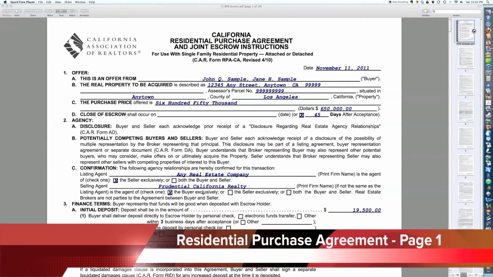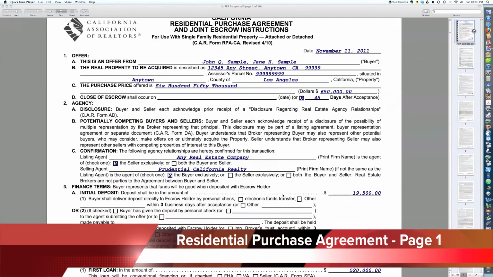If my broker happened to have the listing through another agent in my office, then both of these fields would say Prudential California Realty, and we would check the box that says representing both the buyer and the seller.